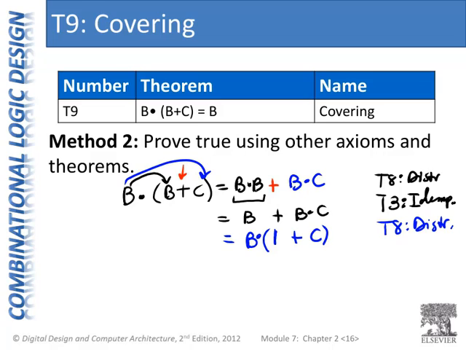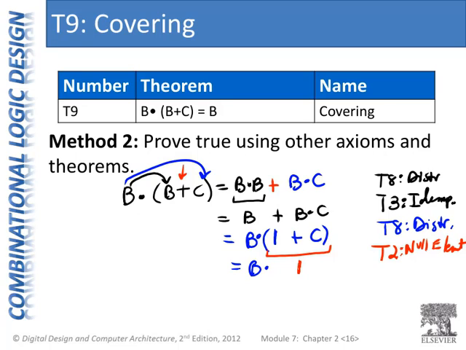And now we're going to take this term, 1 or C. Well, if there's a 1 in an or expression, that nulls out the effect of any other term in that or expression. 1 or anything, in this case C, is just 1, because there's a 1 in the or expression. So that term turns into 1 because of the null element theorem. So we get 1, and then we don't forget to bring down our other term. We get B and 1.